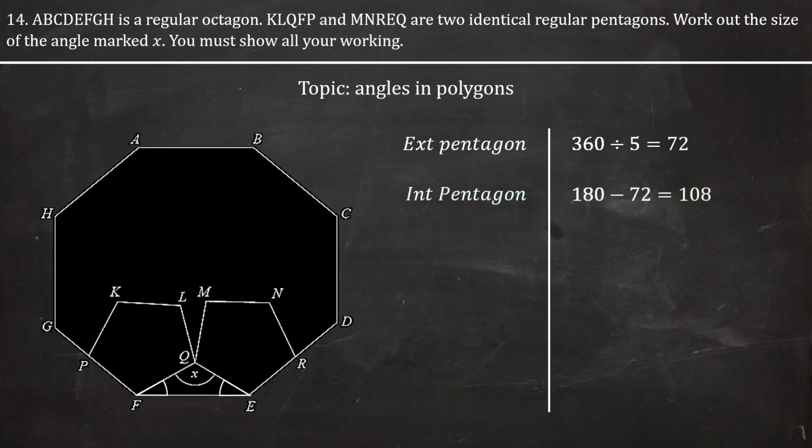The same thing for the octagon. The exterior angle is going to be 360 divided by 8, which is 45. And the interior angle is going to be 180 minus 45, which is 135.